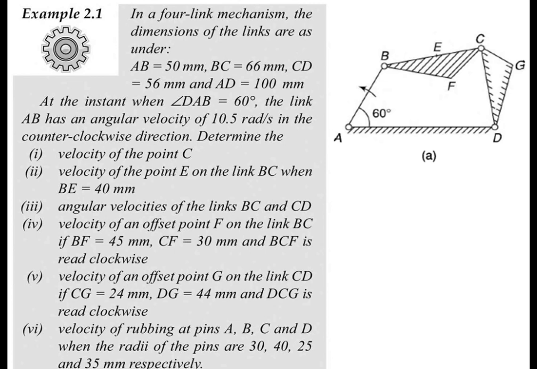So till next class, draw the space diagram and keep it ready, so that we can solve the problem, because it will take some time if you draw the space diagram in class. So better you draw it and keep it ready. Okay, so note down the dimensions. AB is 50 mm, BC is 66, CD is 56, AD is 100 mm, angle DAB is 60 degrees.